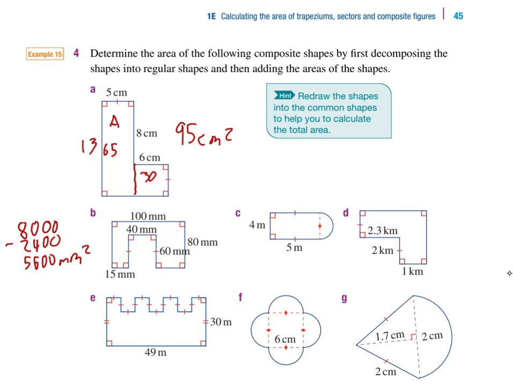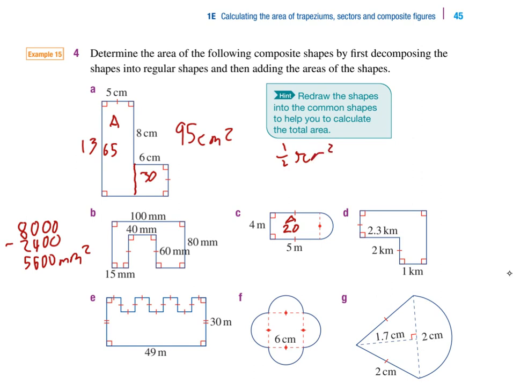Over here for C, we've got 4 and then we've got 5 all the way across. Same on both sides. So this shape here, which I'll call shape A, is going to be 4 times 5, 20 meters squared. And then this one here, I'll use half pi r squared, because I use pi r squared for a circle, but I'm going to use half pi r squared for a semicircle.